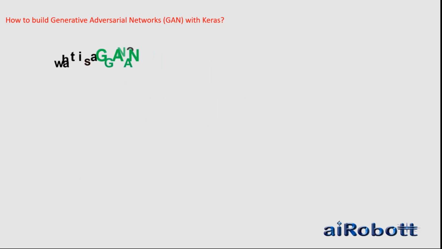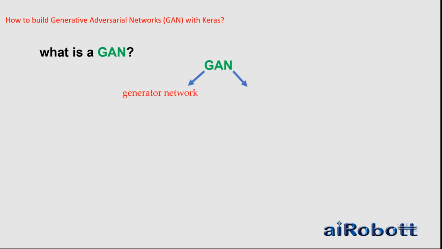So, what is a GAN? A GAN is a deep neural network architecture made up of two networks, a generator network and a discriminator network. Through multiple cycles of generation and discrimination, both networks train each other while simultaneously trying to outwit each other. Generator network uses existing data to generate new data. For example, it can use existing images to generate new images.